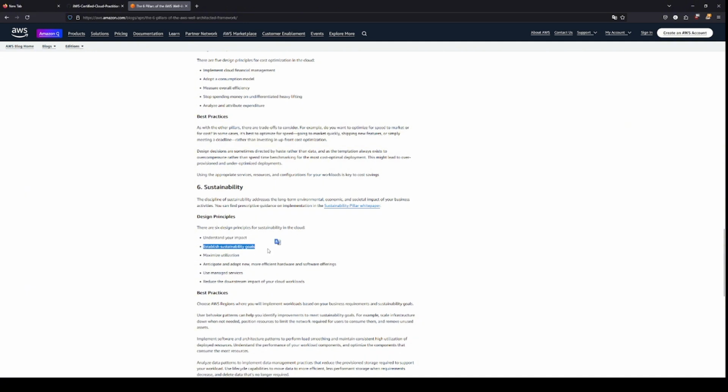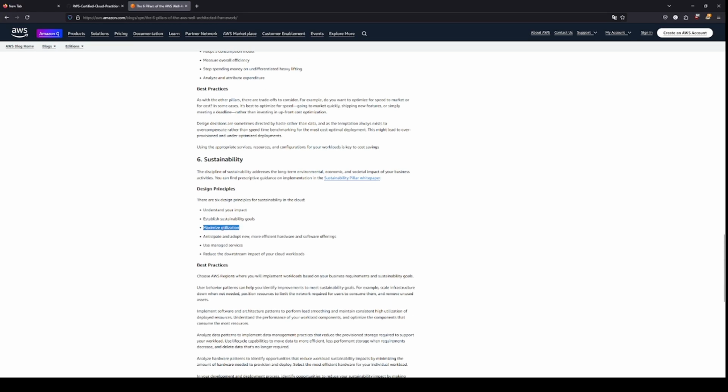Understand your impact. Establish sustainability goals. You maximize your utilization. Imagine, this can go for on-prem or cloud. It's a little easier to manage in cloud, because whenever you're doing on-premises stuff, you're just going to buy one big server. You're kind of guessing if you need all that compute capacity, which is one of the benefits of AWS. So imagine you have a simple 8-core, 64 gigabyte of RAM, and we'll do 256 gigabytes of storage, right?